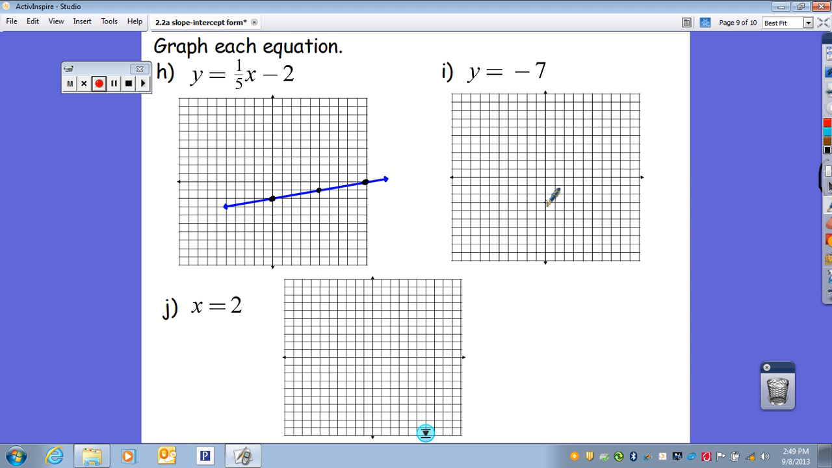Then we're going to move on to the next one. Whoops, my line's a little crooked, but we get the idea. X equals 2. In this case, we don't see a y value present. So we know that this is an example of a vertical line at +2. So we're going to count to +2, and then we're going to draw our vertical line right along where x is equal to 2.